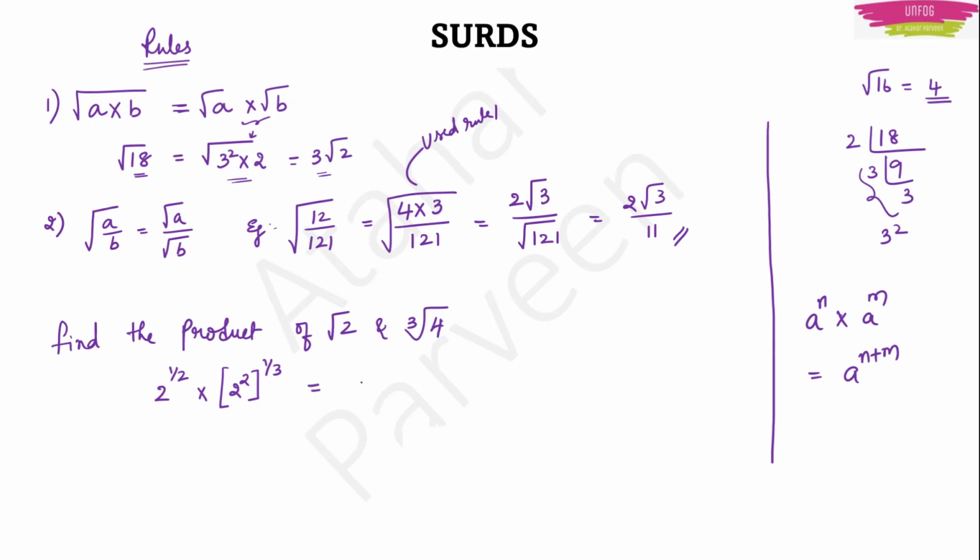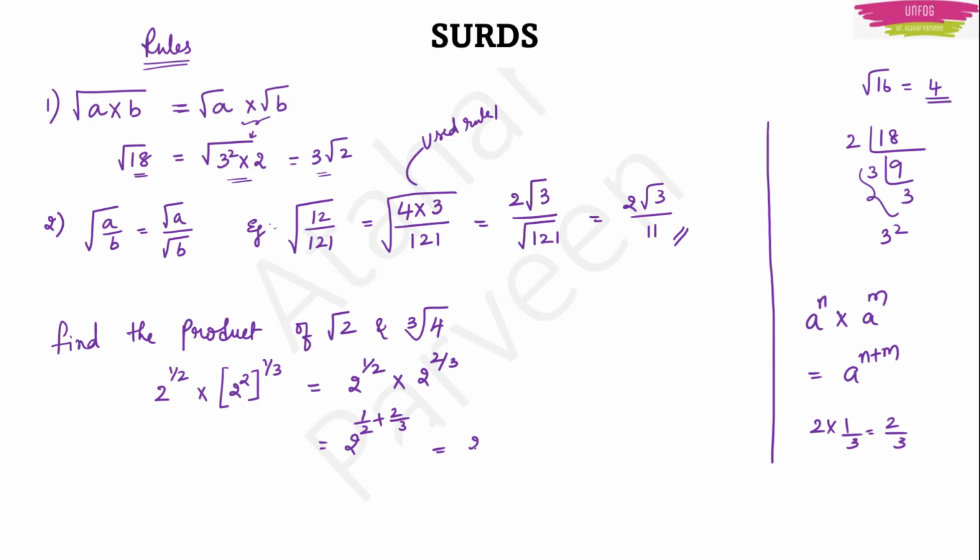First I will make the bases common for that. So this I can write as 2 to the power 1 by 2 into 2 to the power 2 by 3, because 2 into 1 by 3 is 2 by 3, correct? Now I have bases common, so I can add the powers. 1 by 2 plus 2 by 3.